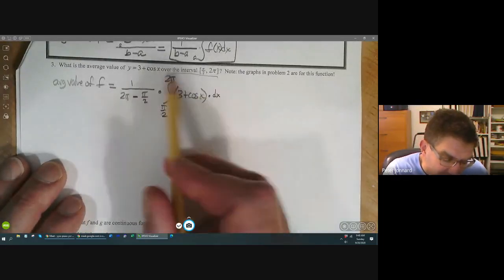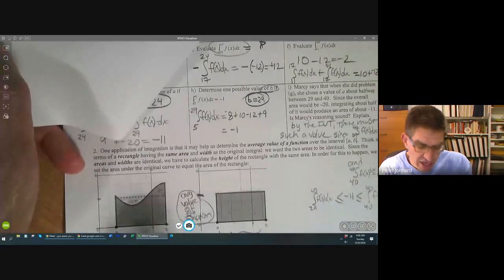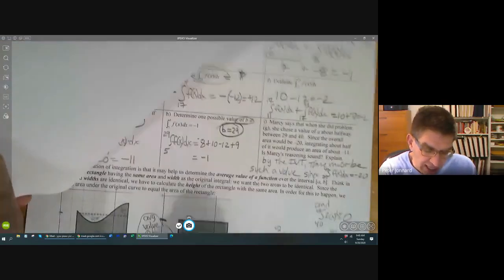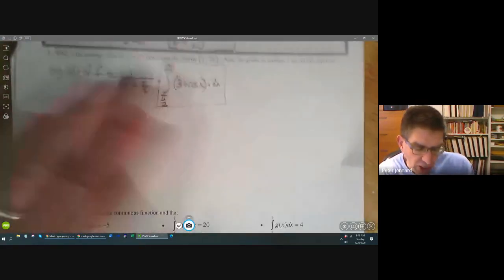Basically, this is the area under the curve, that is, this area here. And if we divide that by the width, we end up with the height of this rectangle over here. Now it's just a question of evaluating this.